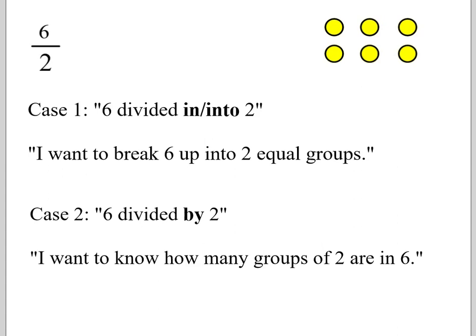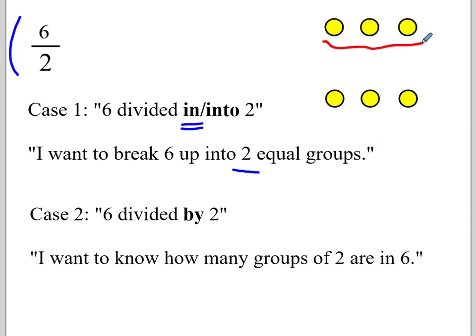Okay, so there is some language that I want to go over, and this is really important. It becomes especially important when we talk about fractions. So case 1, I have 6 divided by 2. If I say it the first way, 6 divided into 2, that means I want to break 6 up into 2 equal groups. So I take my 6 here and break it up into 2 equal groups, and we can see how many are in each group. There are 3 in each group. That's one way of looking at this problem.